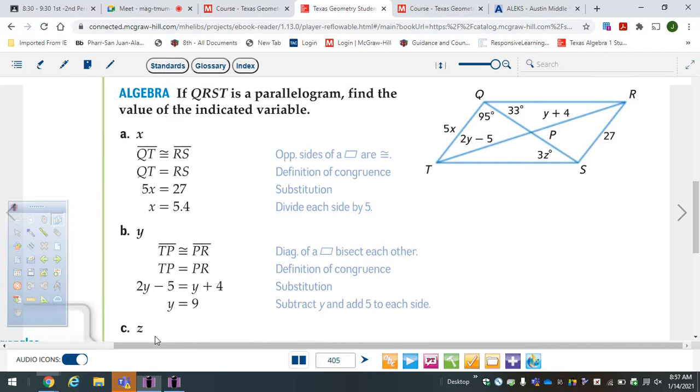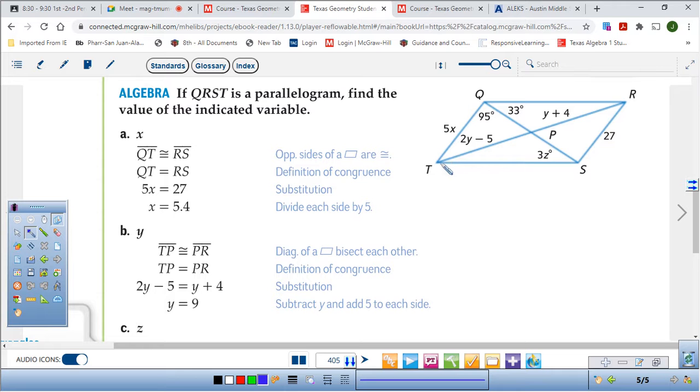Last one the same. Find Z. Okay, there's different ways of working this one out. But I'm going to just show you the way they want you to do it. So make sure you know this triangle, okay, this diagonal, you see this? Cuts this parallelogram into two congruent triangles. I'll go like this.